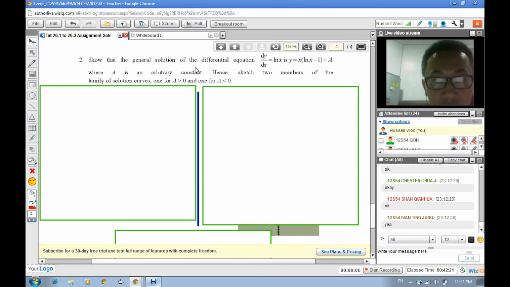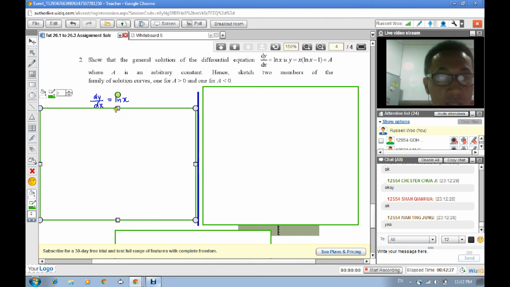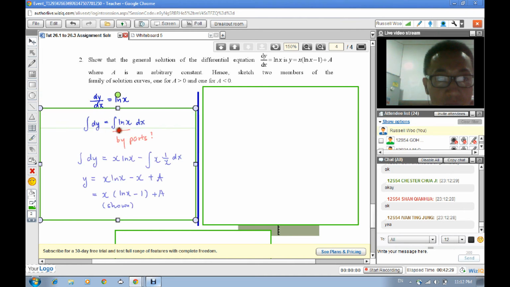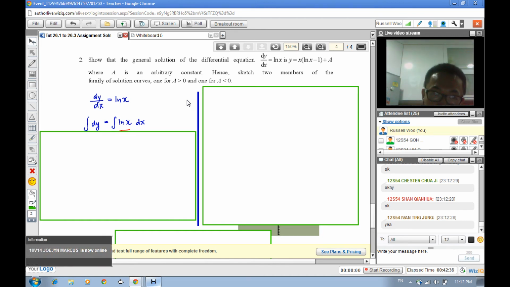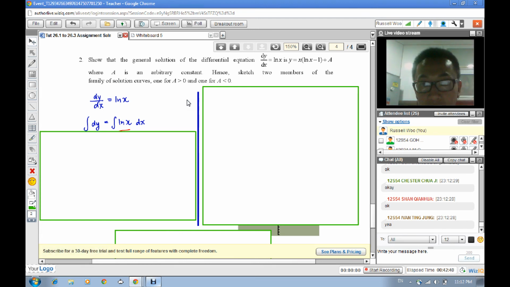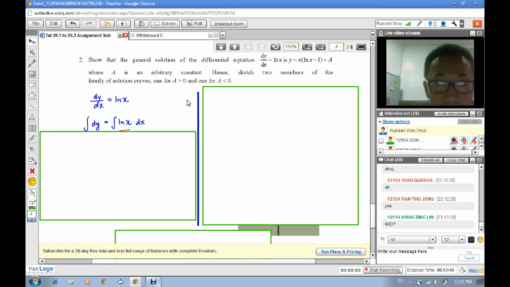Show that the general solution is this. Actually, the first part is more of solving a DE. And then we are supposed to integrate like that. Now, how do we integrate ln x? How do we integrate ln x? It's not so obvious.